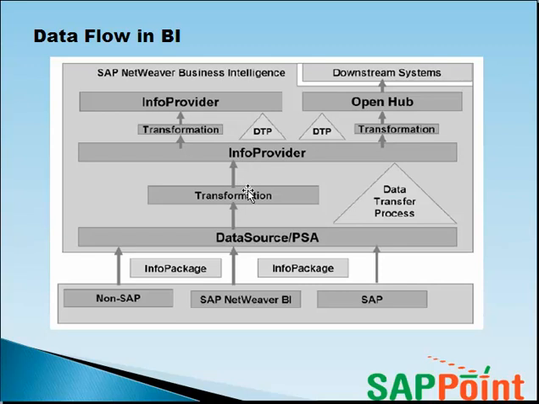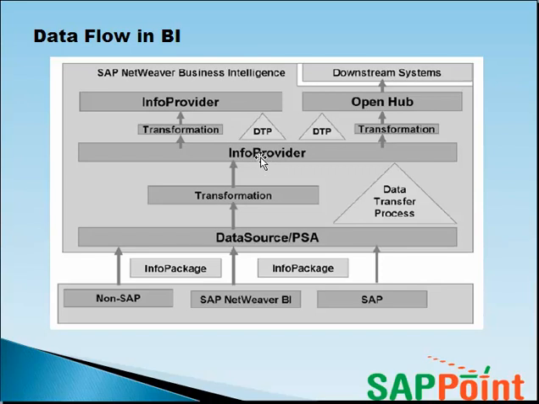The data transfer process transfers the data and is used for standard data transfer, for real-time data acquisition, and for accessing data directly. The Open Hub service allows distribution of data from a BI system to non-SAP data marts, analytical applications, and other applications.